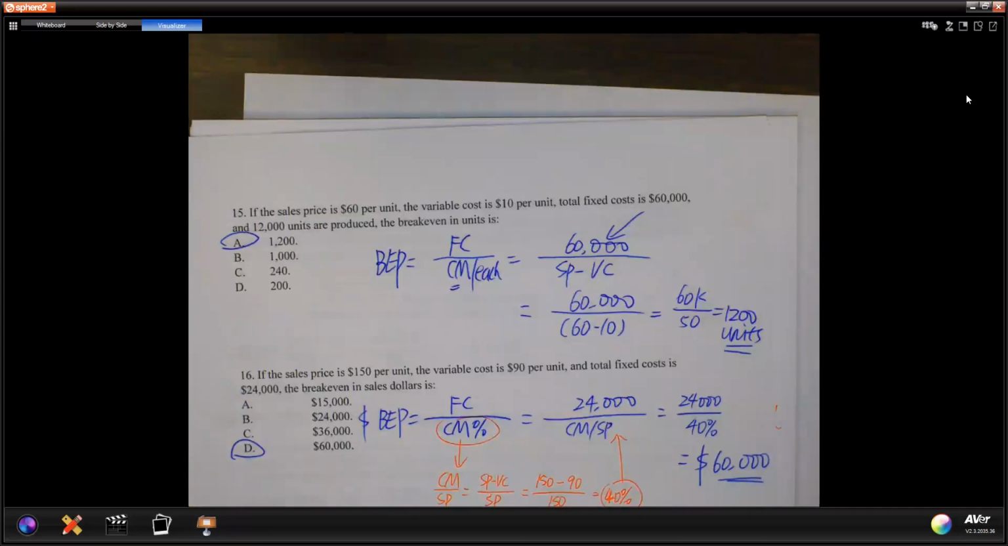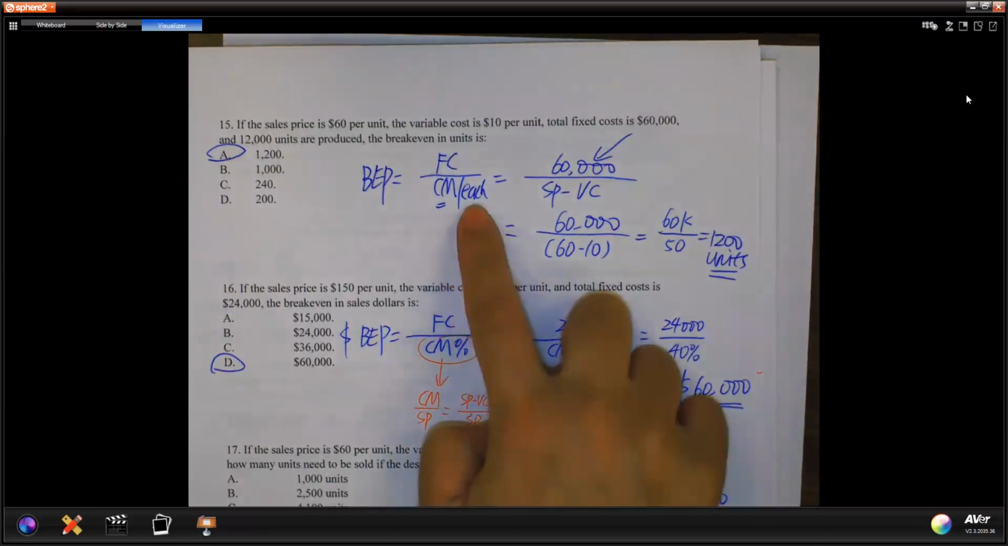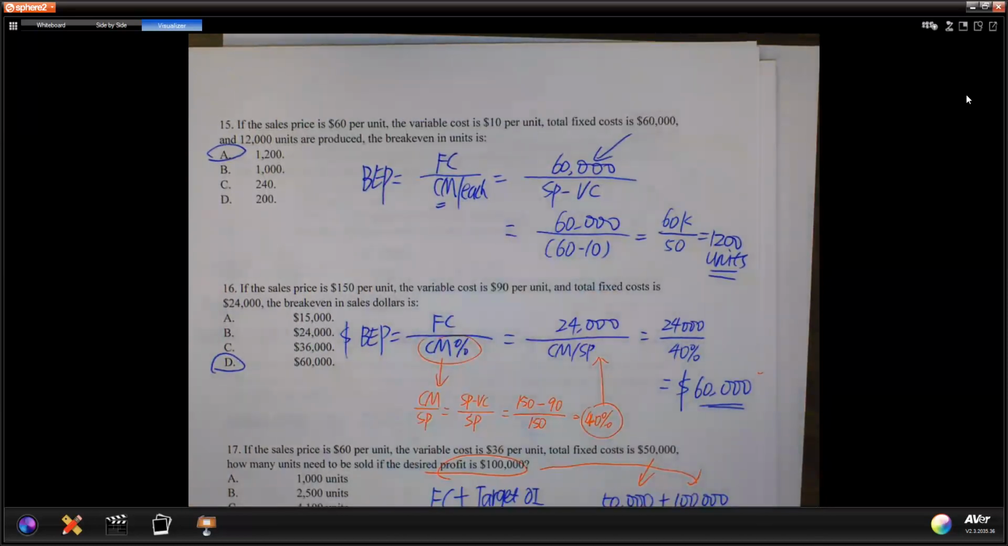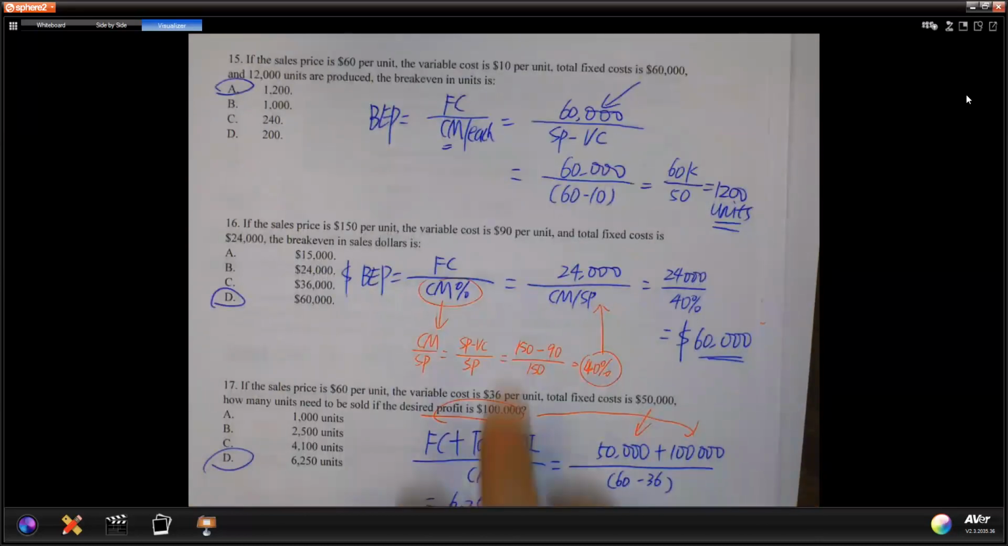Okay, next one is just talking about the calculation of break-even point. I'm not going to say too much. Basically, it's just fixed cost divided by contribution margin. For each unit, the contribution margin is just your selling price minus the variable cost.